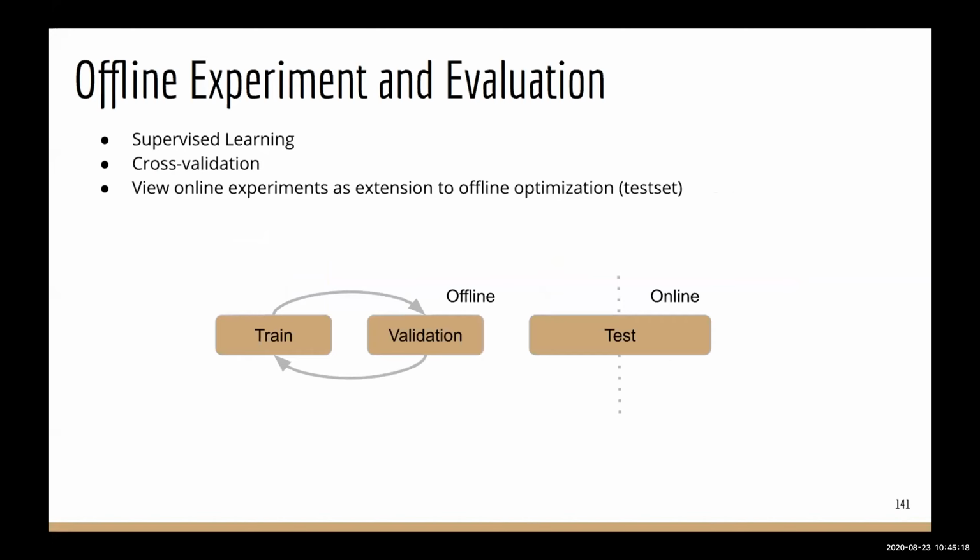So this is again a typical supervised learning scenario, and you can also do cross validation. You choose your parameters, and so on and so forth, and you view your online experiments as somewhat an extension of your offline optimization, right? So in a lot of cases, treat it as an extension of your test data.